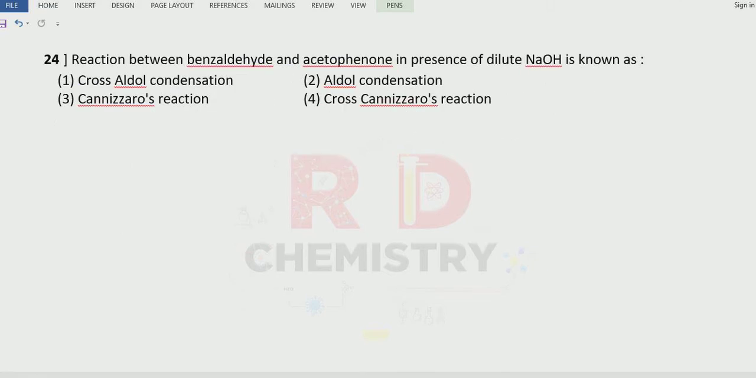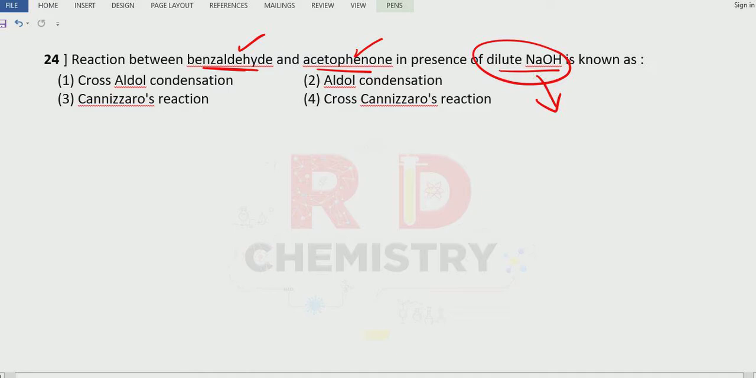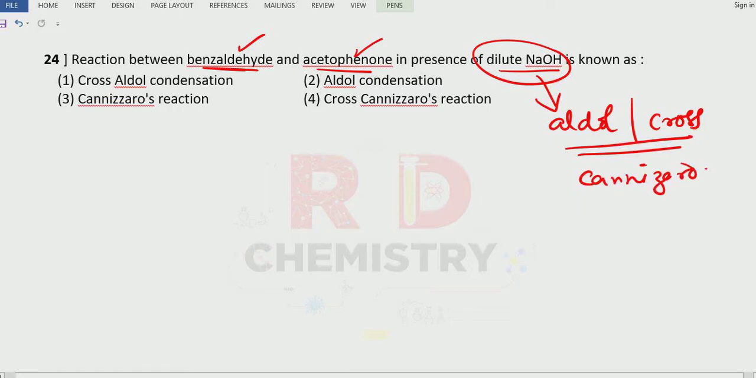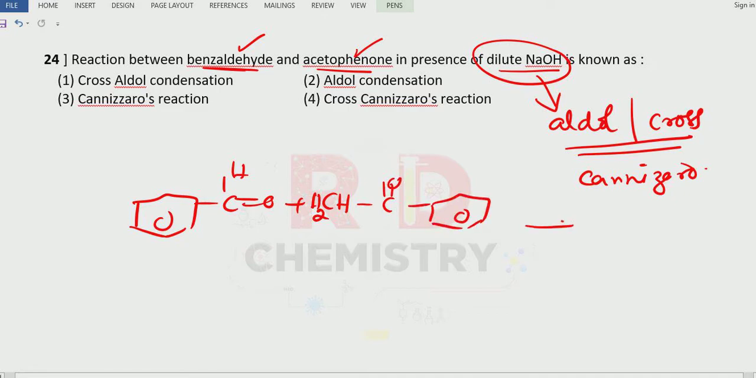Question number 24. Reaction between benzaldehyde and acetophenone in the presence of dilute sodium hydroxide. This is a carbonyl compound, dilute sodium hydroxide. Whenever dilute sodium hydroxide, remember the main reaction is the aldol reaction, or it is a cross aldol reaction, or whenever sodium hydroxide comes, stronger one, then we can also have Cannizzaro reaction or cross Cannizzaro reaction. Now see here benzaldehyde, benzene ring attached to the C double bond O H. Then acetophenone, which can be written as CH2 1 hydrogen, CH3 C double bond O, attached to the benzene in the presence of sodium hydroxide.